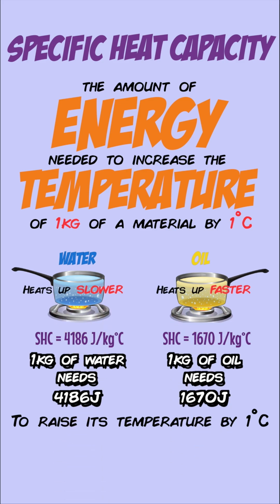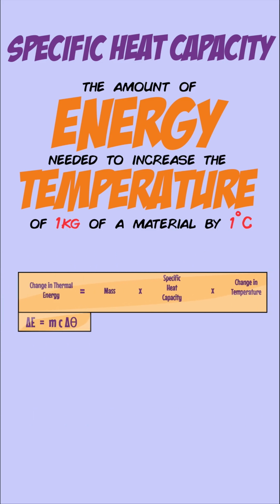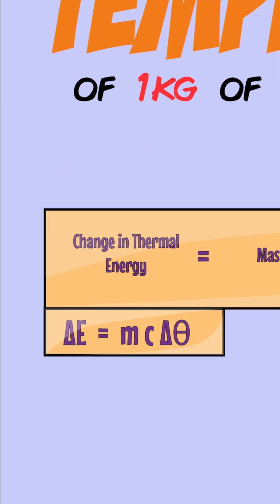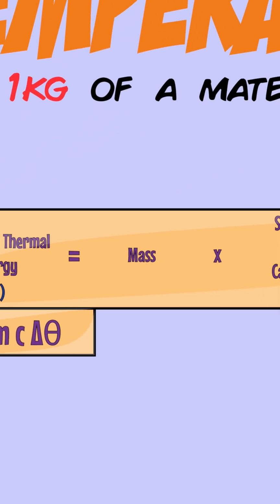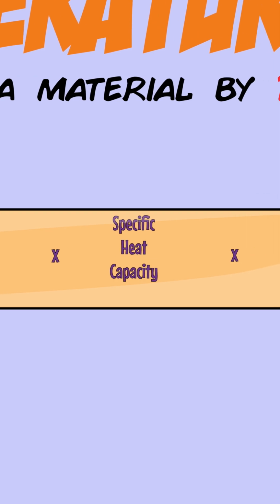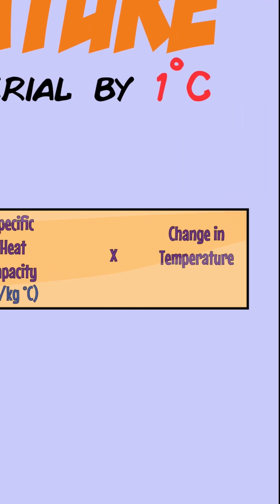get hotter quicker. You can use specific heat capacity to calculate the change in thermal energy of a system by using the formula mass times specific heat capacity times change in temperature. In this equation, change in thermal energy is measured in joules, mass is measured in kilograms, specific heat capacity is measured in joules per kilogram per degree Celsius, and change in temperature is measured in degrees Celsius.